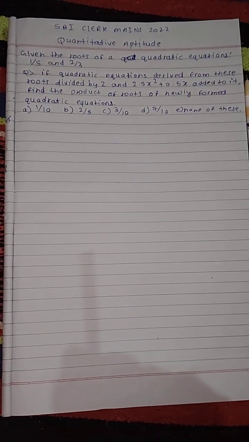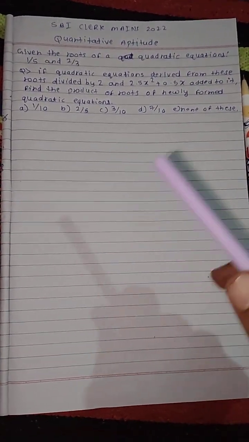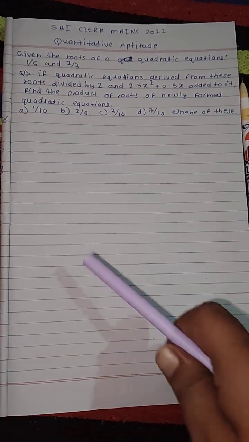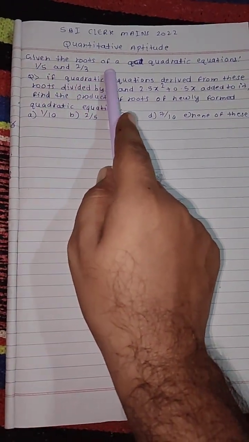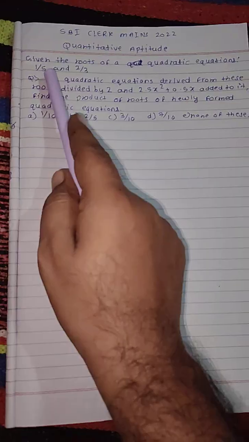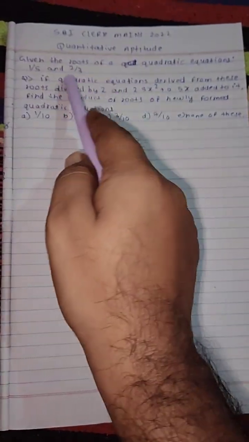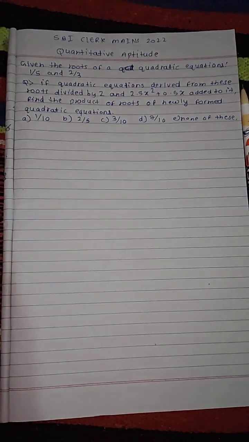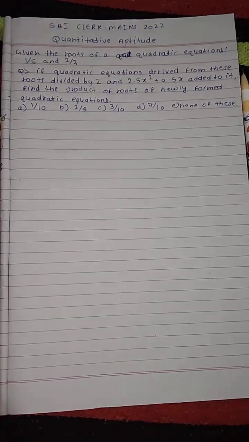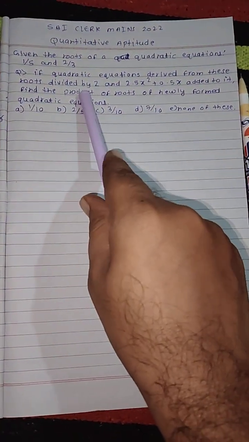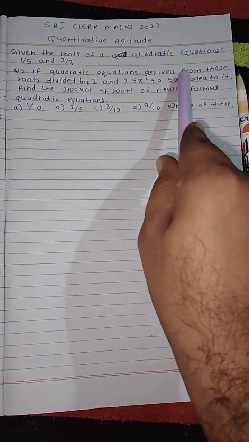Guys, today we are going to solve a question asked in SBI Clerk Mains 2022. This question is based on quadratic equations. Initially in the question they have given the two roots of a quadratic equation as 1 by 5 and 2 by 3, and they ask for the quadratic equation derived from these roots.